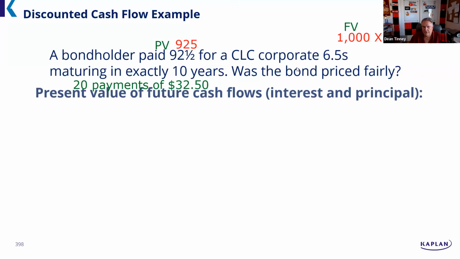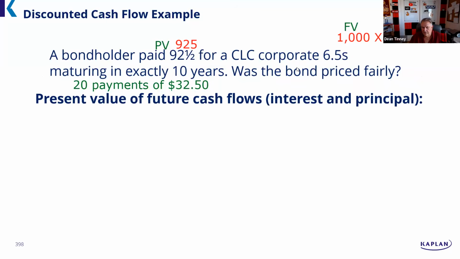All right. So now what I'm going to do is figure out what that's worth. We don't have to do the math, but we have to have a general understanding. What we're trying to figure out is the present value of those income streams, those 20 payments of $32.50, and the present value of $1,000 10 years from today. And when we get those numbers, then we'll know whether or not this was fairly valued.